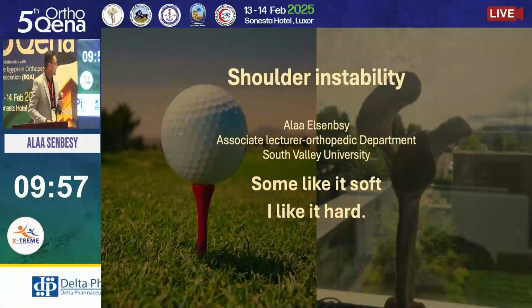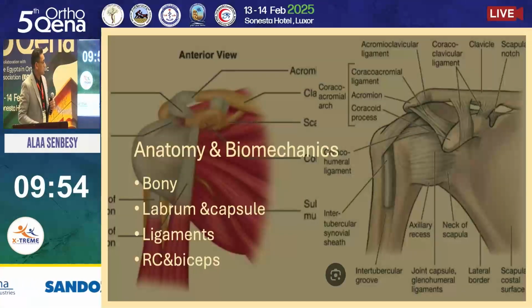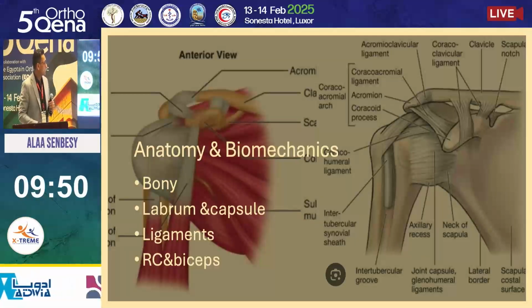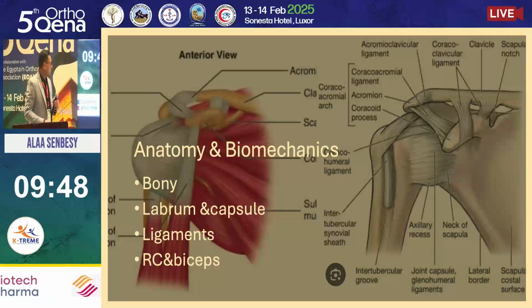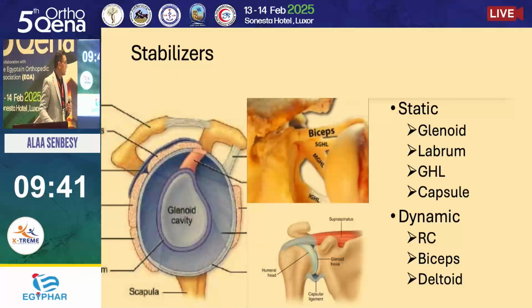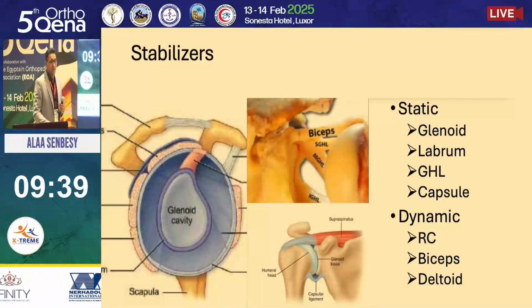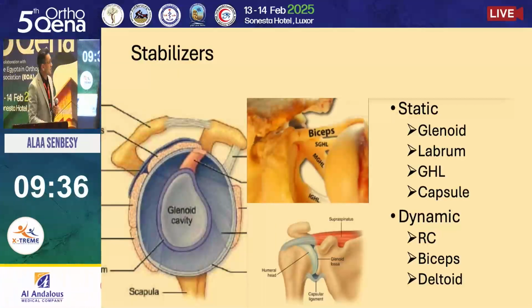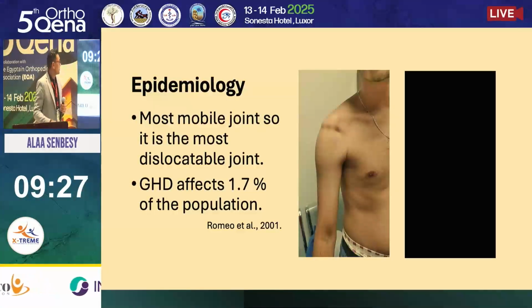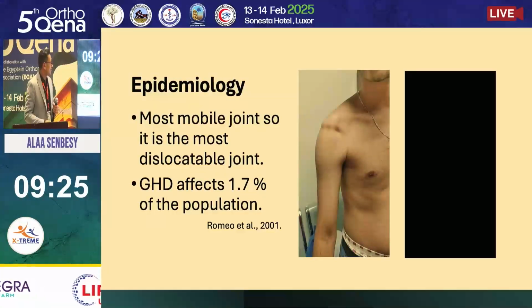Shoulder instability: some like it soft, I like it hard. The shoulder joint is a ball and socket joint. It consists of the head of the humerus with the glenoid, surrounded by the labrum and capsule, and involves ligaments, the rotator cuff and biceps. Biomechanically, the glenoid, labrum and glenohumeral ligament capsule have an important static stabilizer role, and the rotator cuff, biceps, and deltoid have an important dynamic role. It's the most mobile joint, so it is the most dislocatable joint in the body.